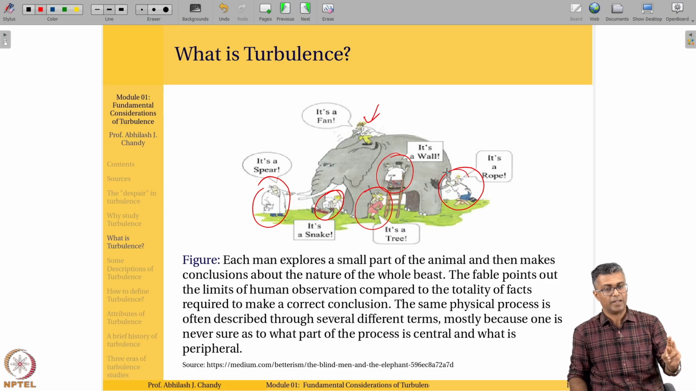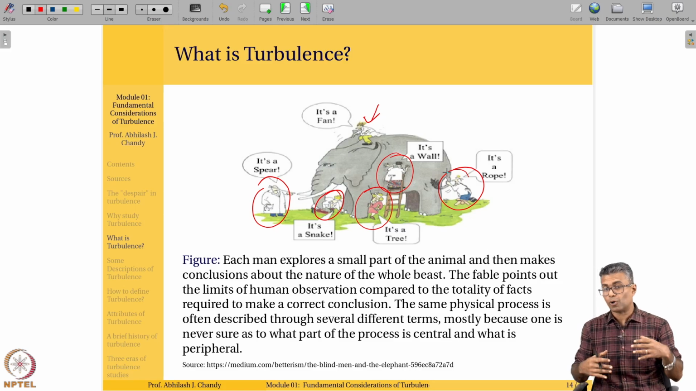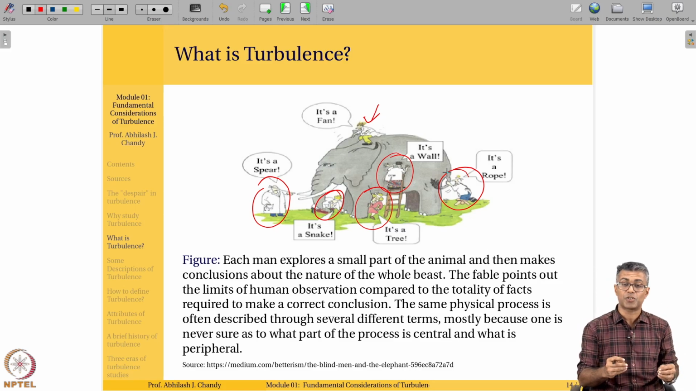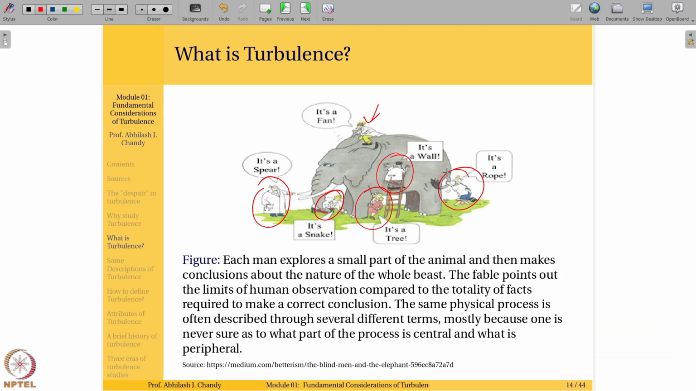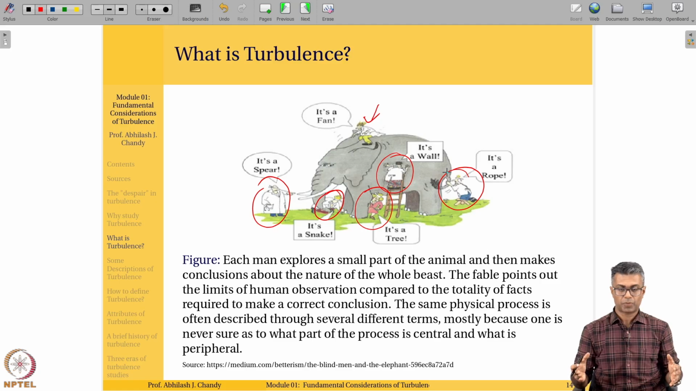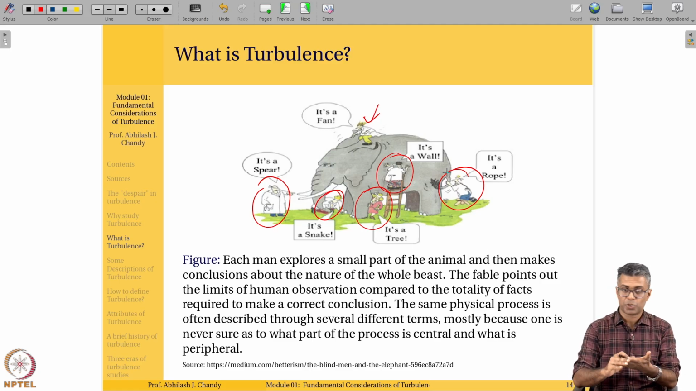Now, interestingly, this picture also has other implications for the specific topic of turbulence. How is that? The different structures that you see in turbulence, okay, you could have flat structures, you could have long structures, short structures.